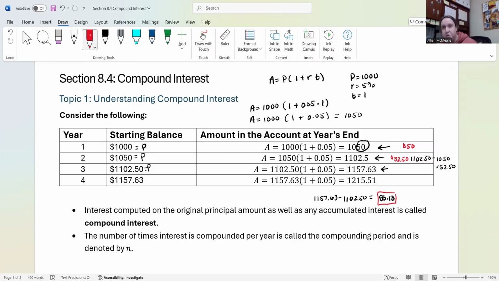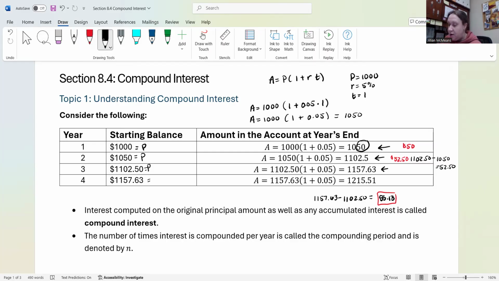You can see here in red, year one, we earned $50 in interest, and that $50 was added to the account, and then we recalculated interest with this new balance. The second year, we earned $52.50 in interest, a little bit more than the previous year because our balance was a little bit more, and then that was added to the account. Year three, we have 2 years' worth of interest added to the account, and then we calculate, and in year three we made $55.13 in interest, and then that's added to the account.